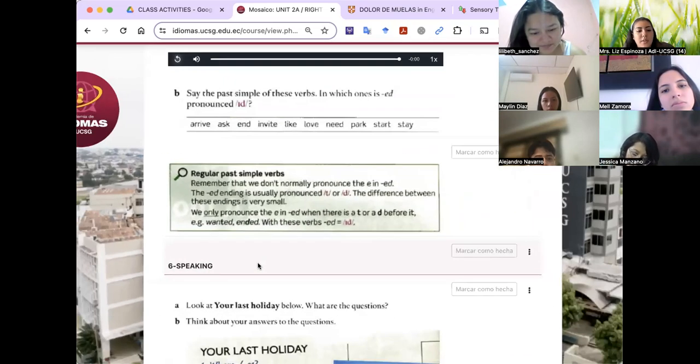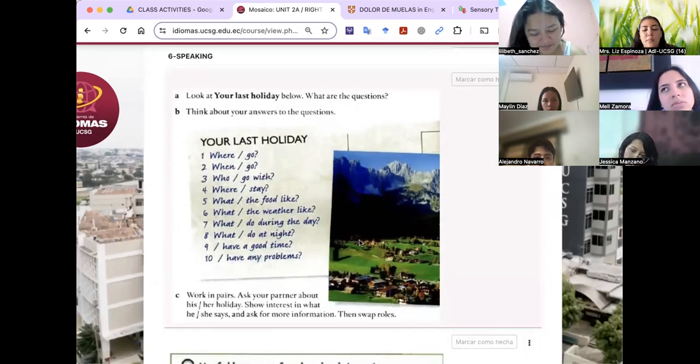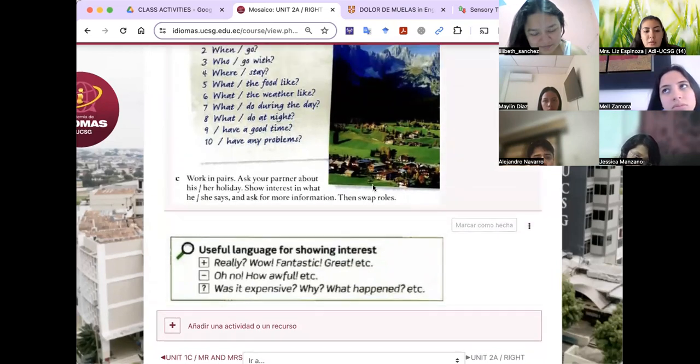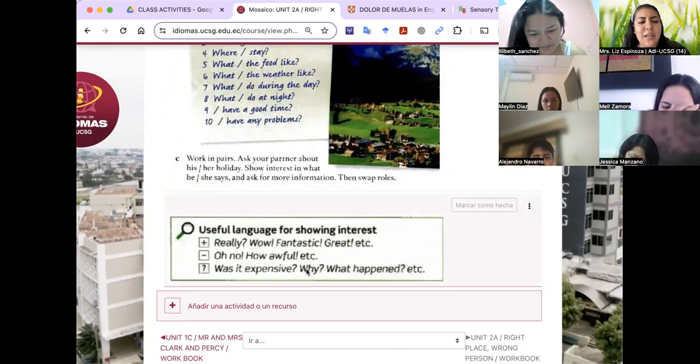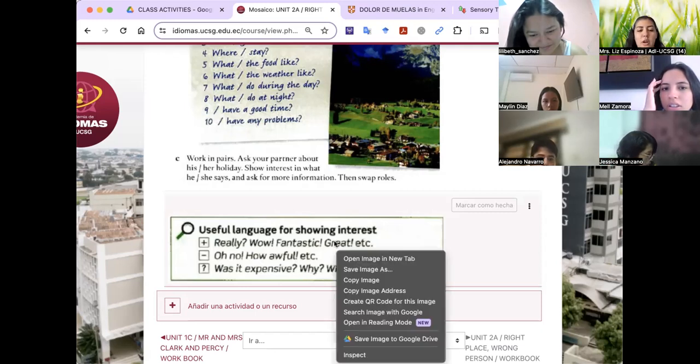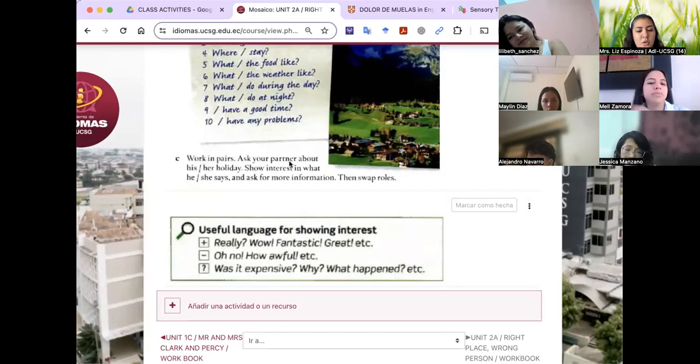So as I mentioned, this is speaking with the other one, you're going to work in groups. So I'm not going to say anything about this, right? The only thing I will mention is to pay attention to the useful language for showing interest. It says, really, how fantastic, great. Oh no, how awful. Was it expensive? What happened? Why? So these are keywords that you can use later on for your group activity, okay? So let me paste it here.